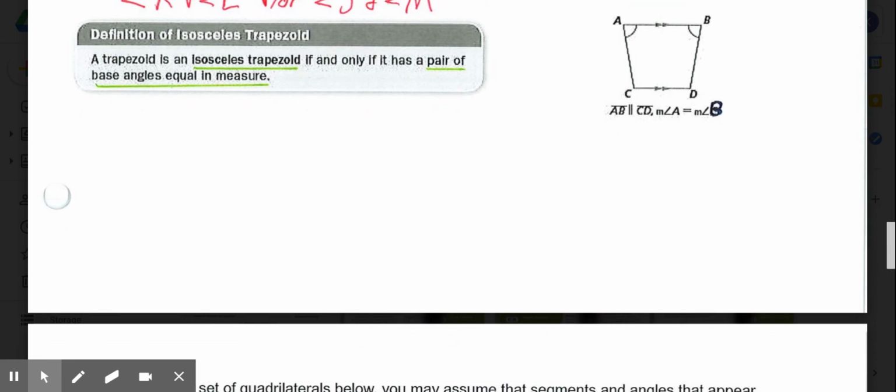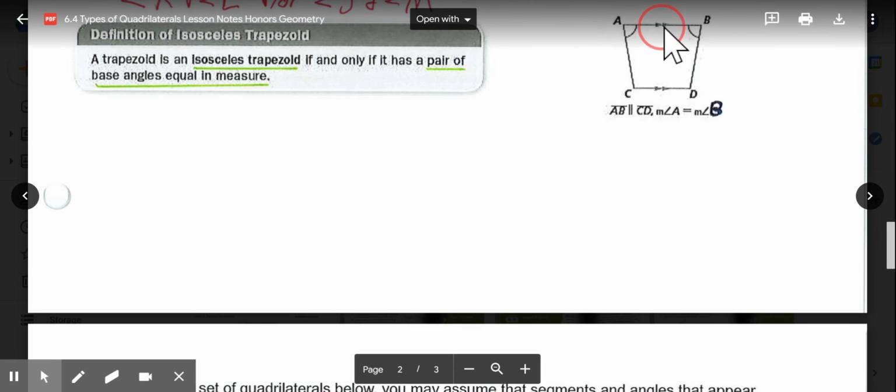Then we get into isosceles trapezoids. A trapezoid is an isosceles trapezoid if and only if it has a pair of base angles equal in measure. So if angle A and angle B here are equal in measure, this is an isosceles trapezoid.